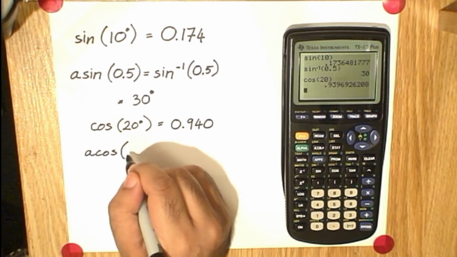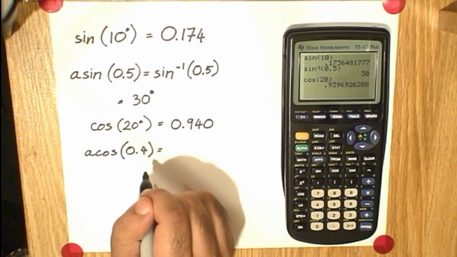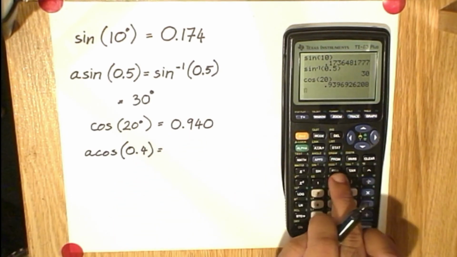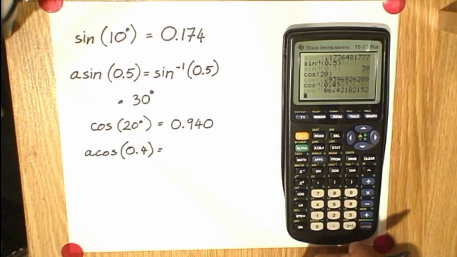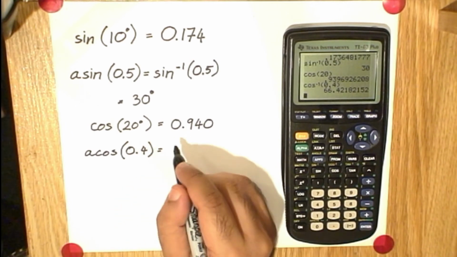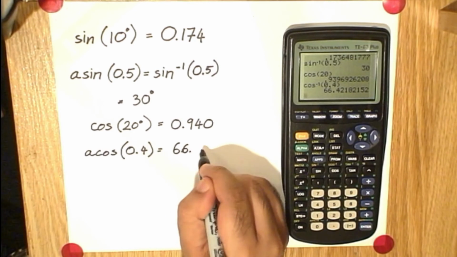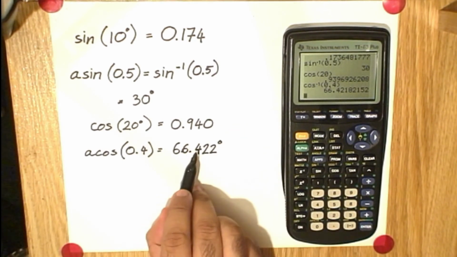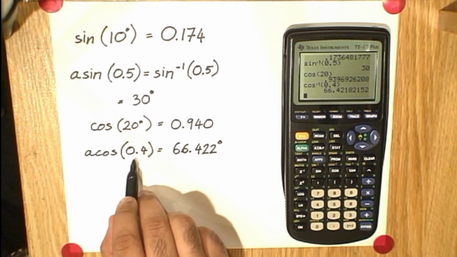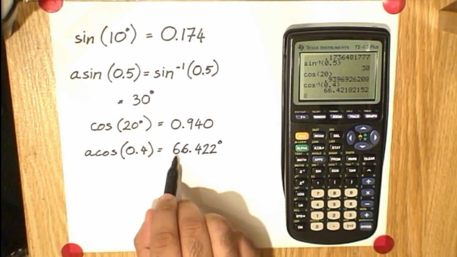So for example, the arc cosine of 0.4 would be found using shift cosine 0.4, and we see that the angle of 66.422 degrees has a cosine value of 0.4, or equivalently, 0.4 is the cosine value of this angle.